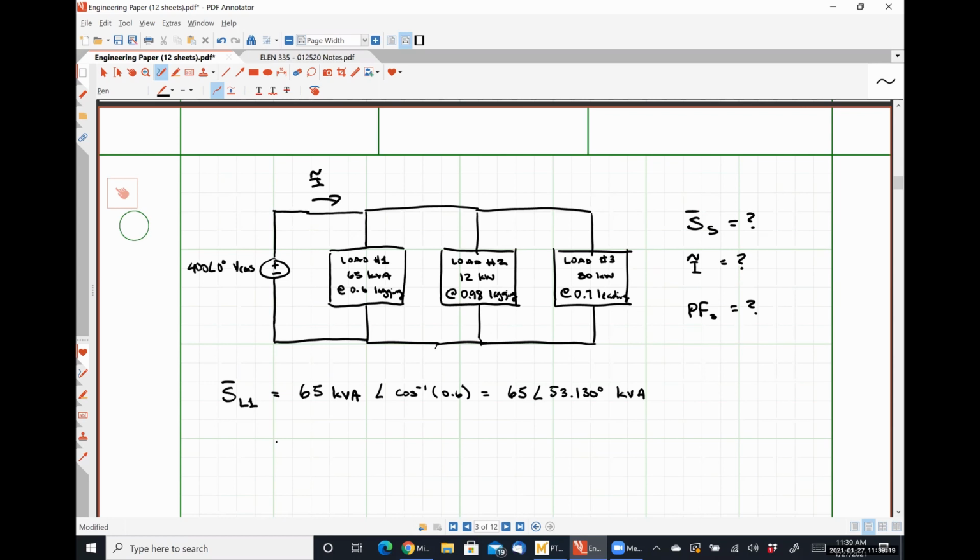For load 2, I'm not given the apparent power, I'm given the average power. So how can I get the apparent power if I know the average power and the power factor?